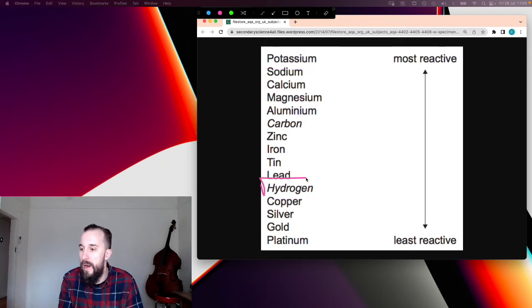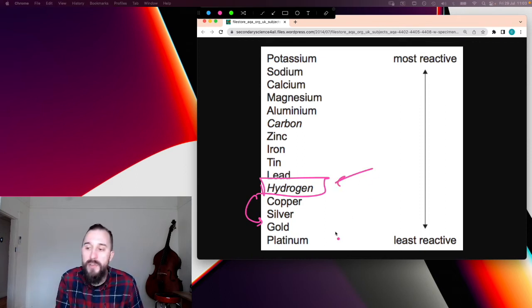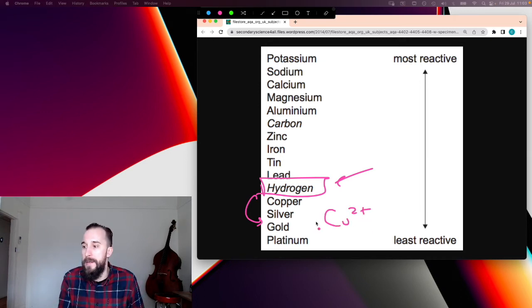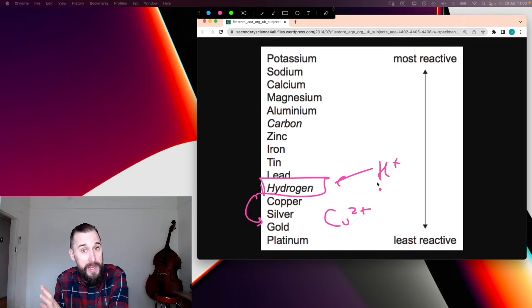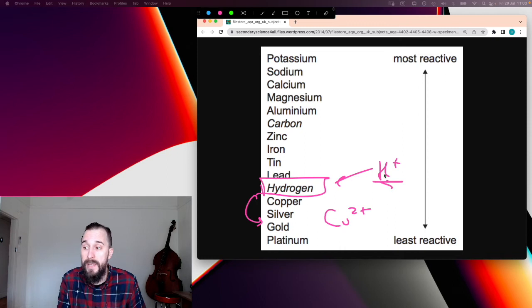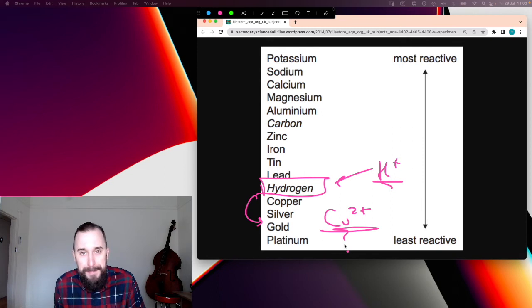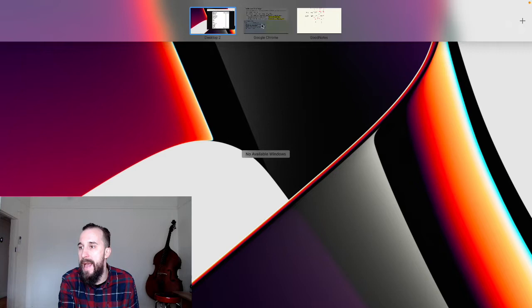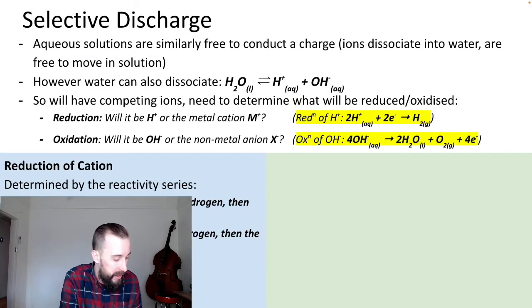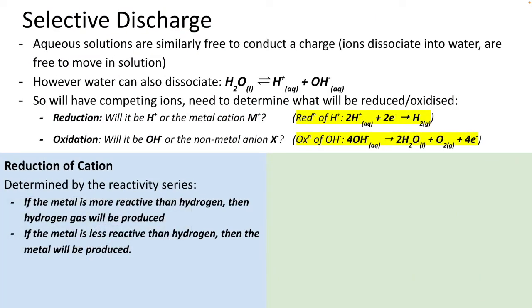Conversely, if we have a metal below hydrogen, we have the same idea, but this time the hydrogen is more reactive. So if we had a copper species where we've got copper in solution, the hydrogen ion is going to remain ionized over the copper because it's much more reactive. It would be more difficult to revert the hydrogen ion back to hydrogen gas compared to the copper. So all that to say that if we have a metal more reactive than hydrogen, hydrogen gas is produced. If the metal is less reactive than hydrogen, the metal will be produced.